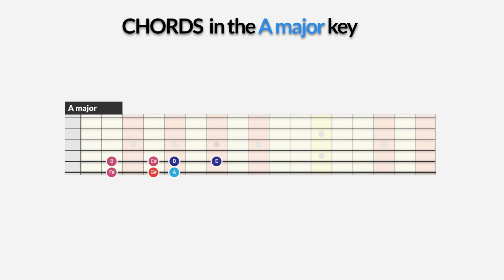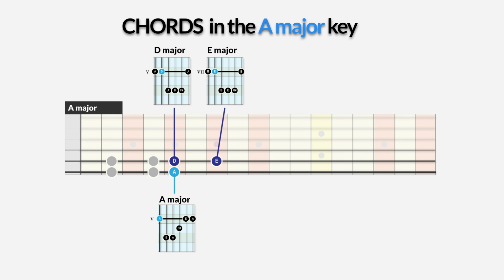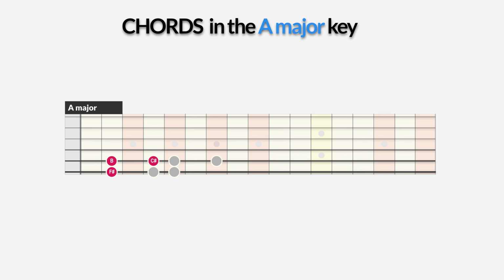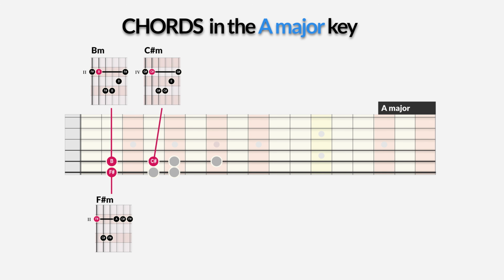Now that you know how to find the notes in a major key, it's easy to learn the chords too. In the first triangle we find only major chords. So, in our example, the A major, D major and E major chord. In the second triangle we find only minor chords. These are the F sharp minor, the B minor and the C sharp minor.